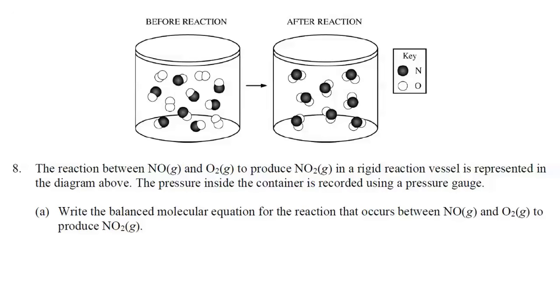The pressure inside the container is recorded using a pressure gauge. Part A. Write the balanced molecular equation for the reaction that occurs between NO and O2 to produce NO2.